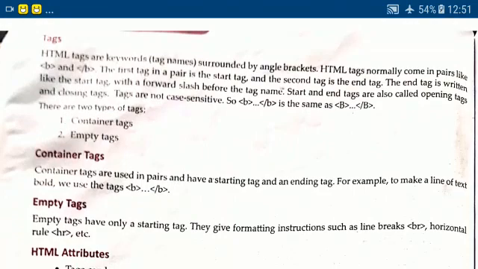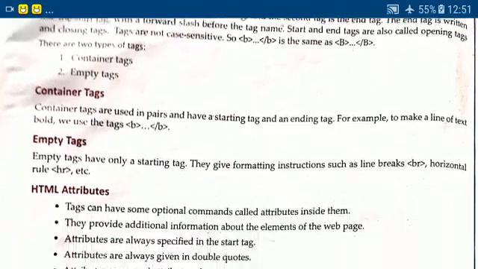Another one is the empty tag. Empty tags have only a starting tag. They give formatting instructions such as line breaks. BR is for line break, meaning angle bracket BR and you close it. Another one is for horizontal line, you will write HR. These all are empty tags.